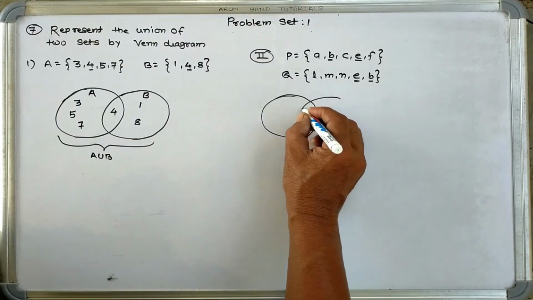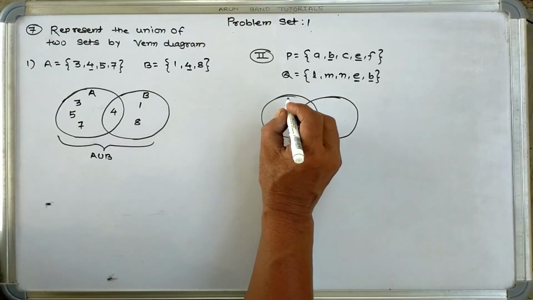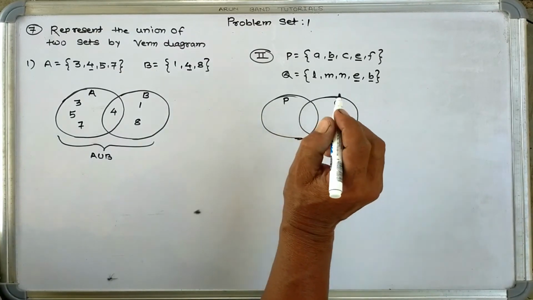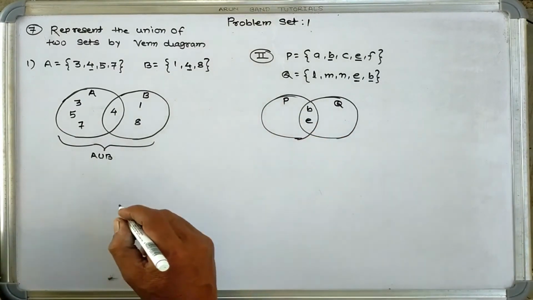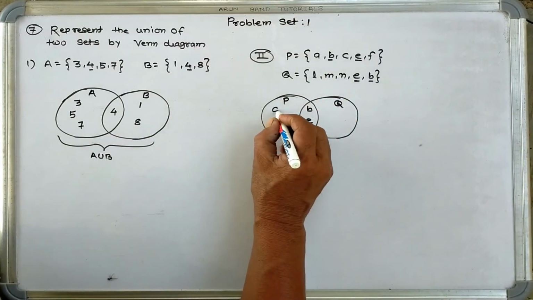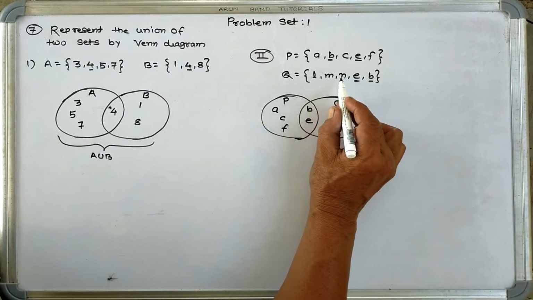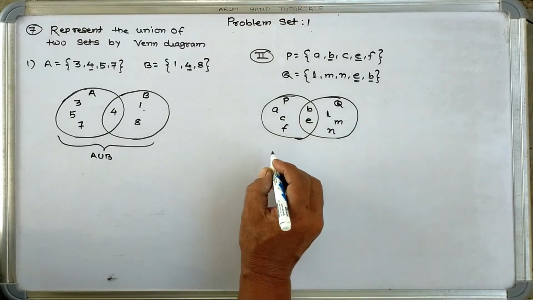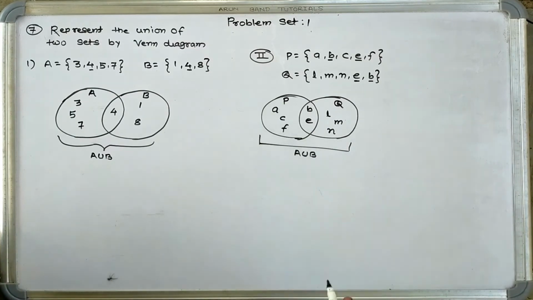This is set P, this is set Q. This is intersection of P and Q, which will contain B and E. So here we will write B, E. Then remaining elements are written A, C, F. Then here L, M and N. And so this is our P union Q.